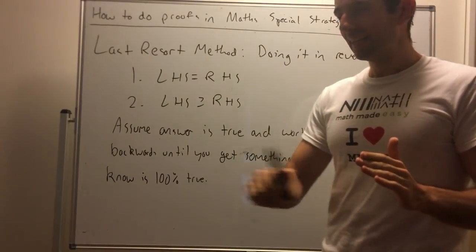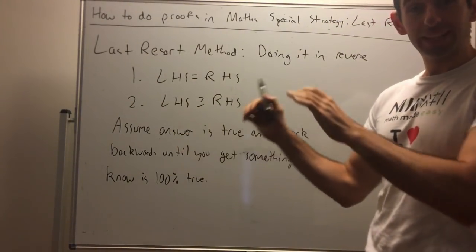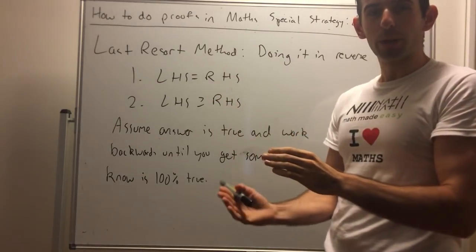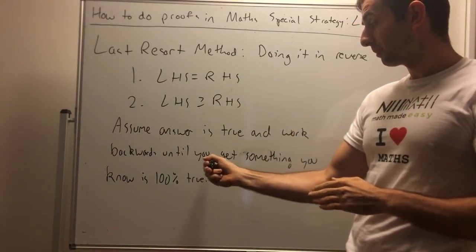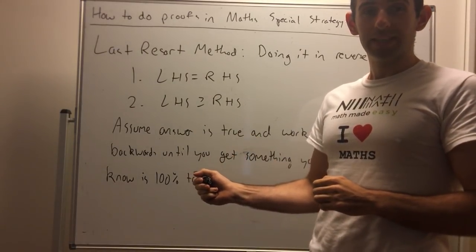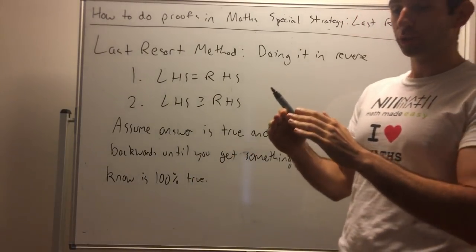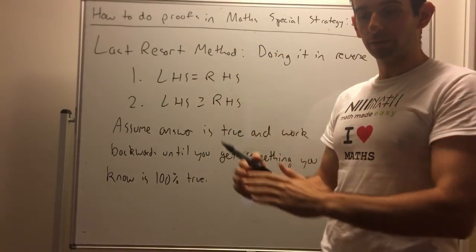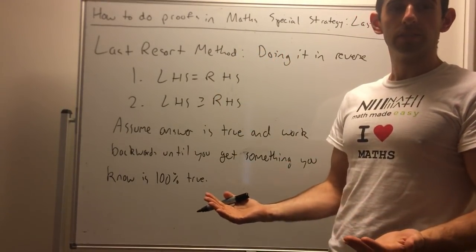So what the method is, we're going to assume the actual answer is true and manipulate that answer and work backwards until we get something that we know is 100% true, right? And then here's the kicker, what you're going to do is then you basically rewrite that in the reverse order, and that's how you do the question, right?